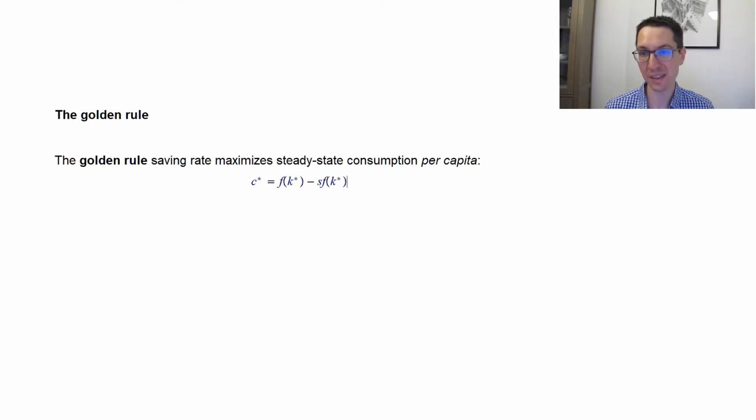And we have just seen that in per capita terms, in the steady state, savings per capita must equal depreciation plus population growth rate times small k. So let's use this. So it must equal depreciation plus n times small k. And what I want to do is then maximize this.